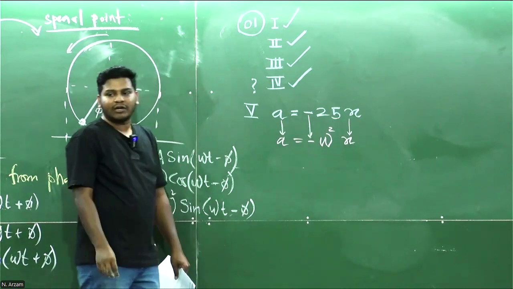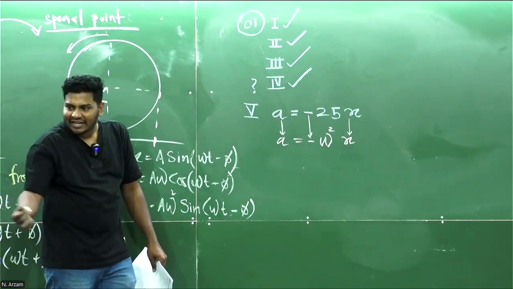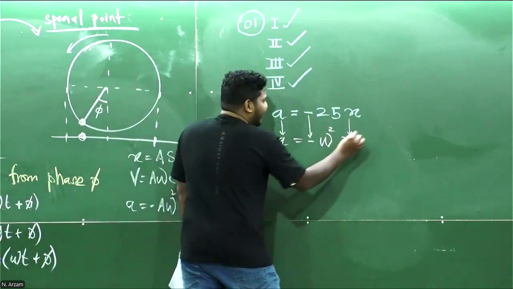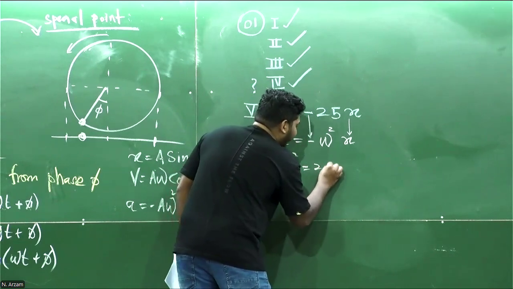Now tell me, what is the value for omega square? Omega square is equal to 25. That's all. It's very simple, right? So omega square is equal to 25.